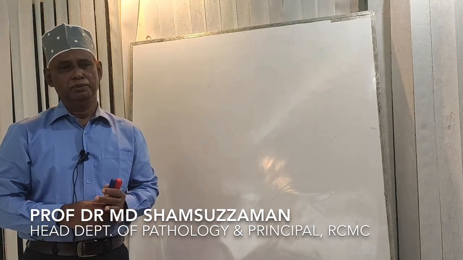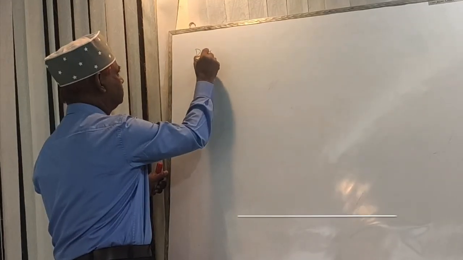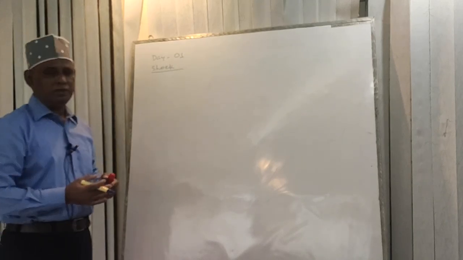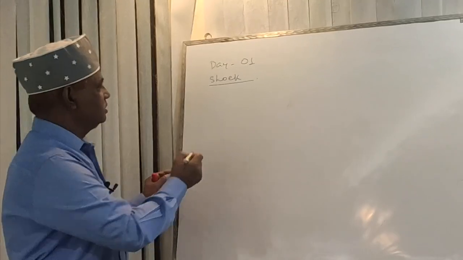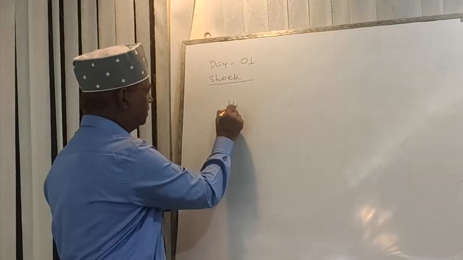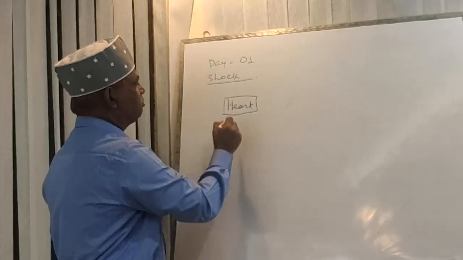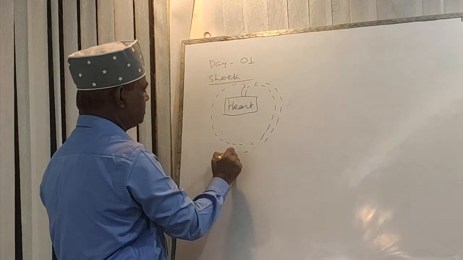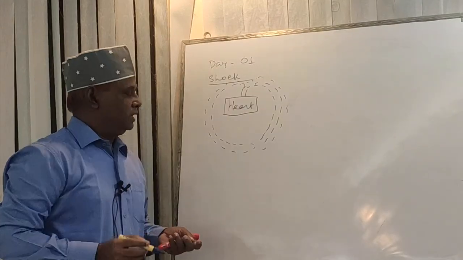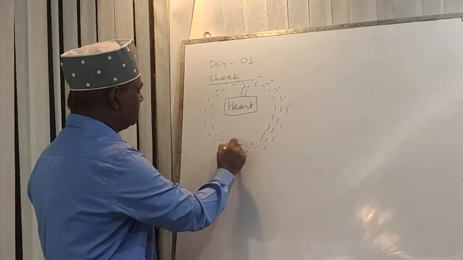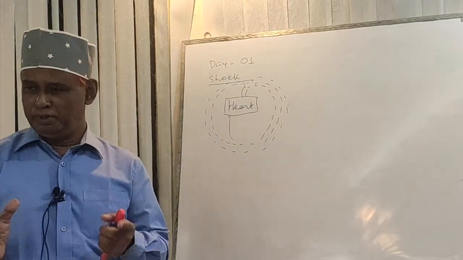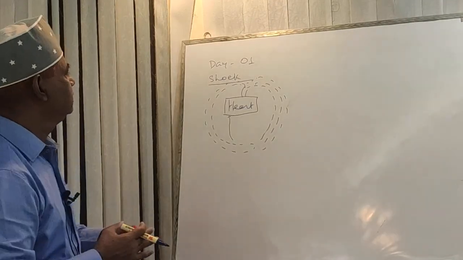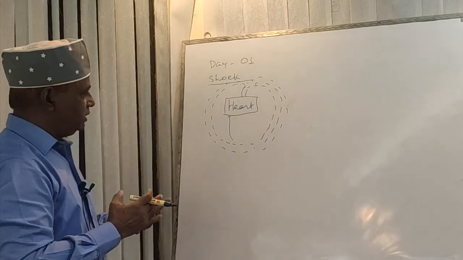Today, day one of shock. Before going to discuss shock, we want to recapitulate. Suppose this is the heart. From the heart, blood comes out, and this oxygenated blood supplies the whole body. Later, the blood again comes to the right atrium, then the right ventricle, then goes to the lungs, where it is purified, and again comes to the heart. This is the cardiovascular system, and this is the circulation of blood.